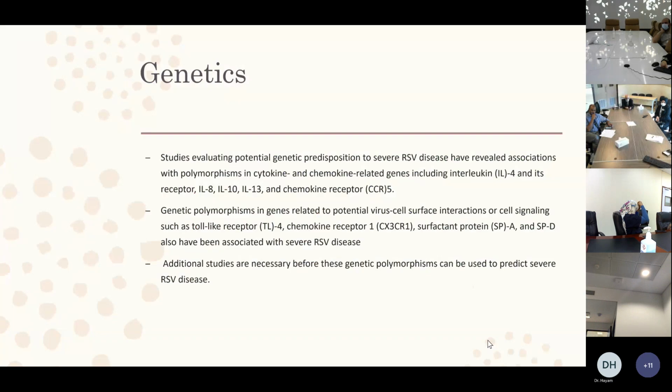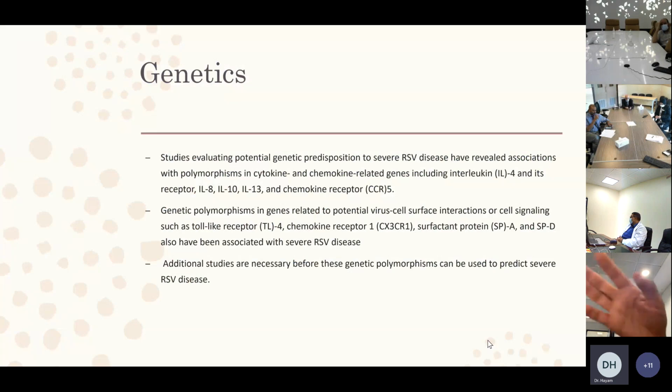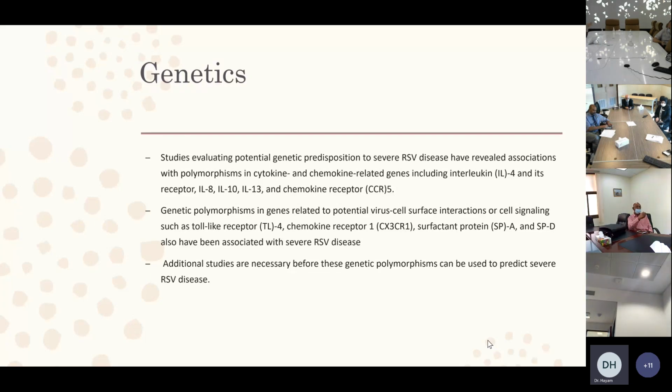Next slide. Genetic. Some studies have evaluated genetic association with severe RSV and revealed association with polymorphism in cytokine and chemokine related genes, especially interleukin 4, 8, 10, and 13. Also, they found polymorphism in genes related to potential virus and cell surface interaction, like chemokine receptors, and surfactant protein A and D, which are mainly involved in immunity, had been associated with severe RSV.